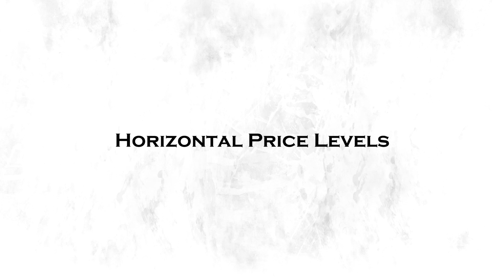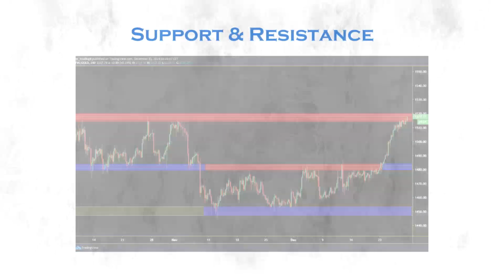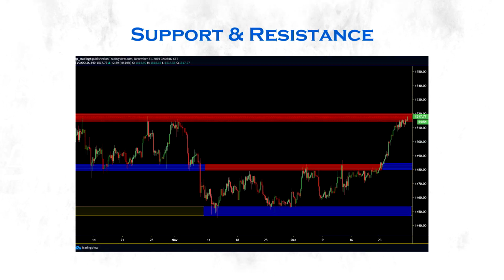So the next thing I want to talk about are horizontal price levels. You can call it support and resistance as well. Support is when the price bounces upwards. Check the blue boxes in this example. And resistance is when the price bounces downwards.